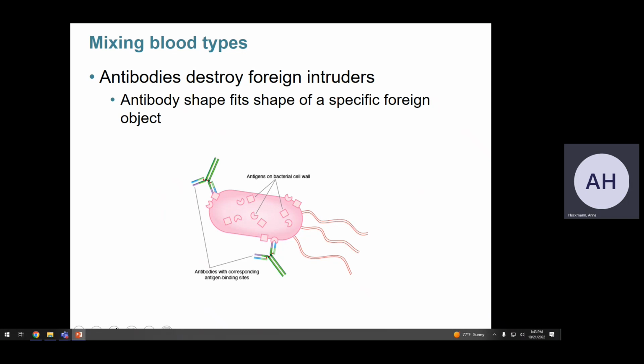Here we see some antigens on the surface of a bacterium. We have a square antigen and we have a Pac-Man shape antigen. We see two different antibodies. This one is anti-square and this one is anti-Pac-Man. That's funny, anti-Pac-Man. The anti-square antibody cannot bind to the Pac-Man antigen because it is the wrong shape. And the anti-Pac-Man antibody cannot bind to the square antigen because it is the wrong shape.